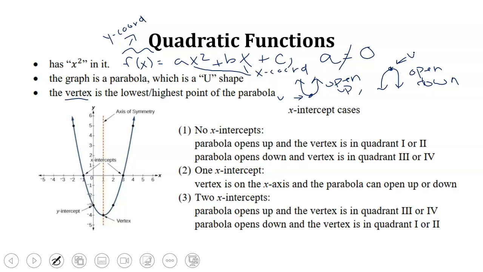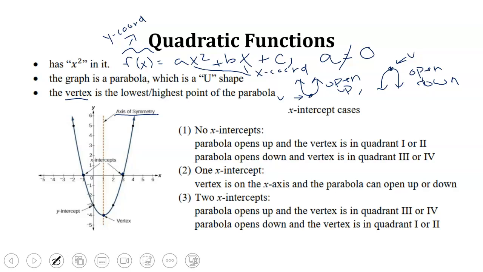Now, looking at the graph, here's an example. We have our vertex here at the lowest point. We have our y-intercept, so where does our parabola touch the y? And then we have two x-intercepts, so where does our parabola touch the x? Now this dotted line in the middle, that's the axis of symmetry. That just means if you were to fold the graph at the vertex in the middle, the two lines would be perfectly matched.